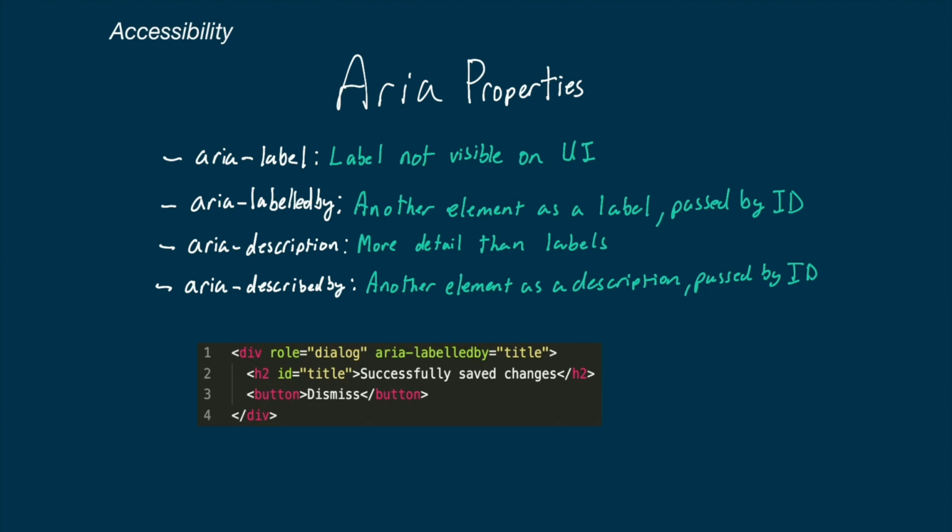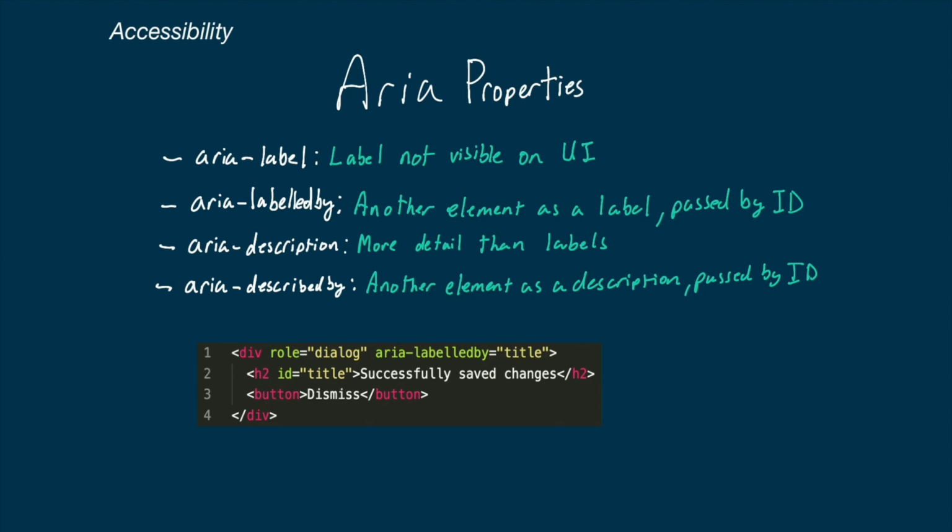Next, we have the ARIA labeled by attribute, and this works very similar to the for attribute that we've seen on labels, except it's in reverse. An element is able to say that some other element is its label. So in the example below of the dialog, you can see the H2 with successfully saved changes is being used as the label for the entire dialog.